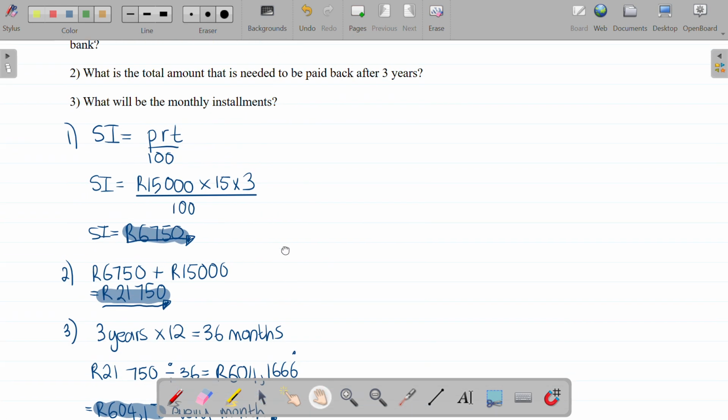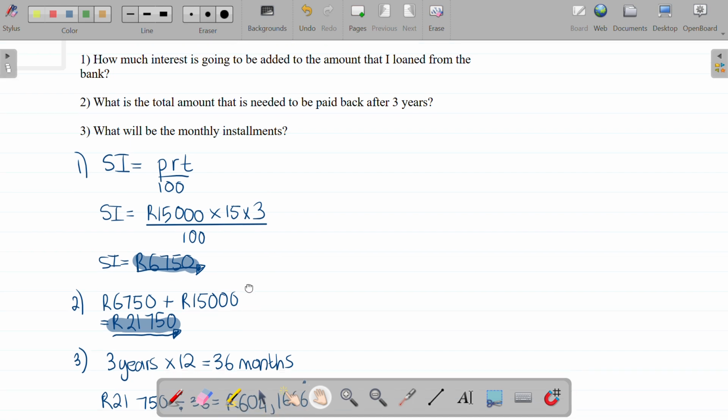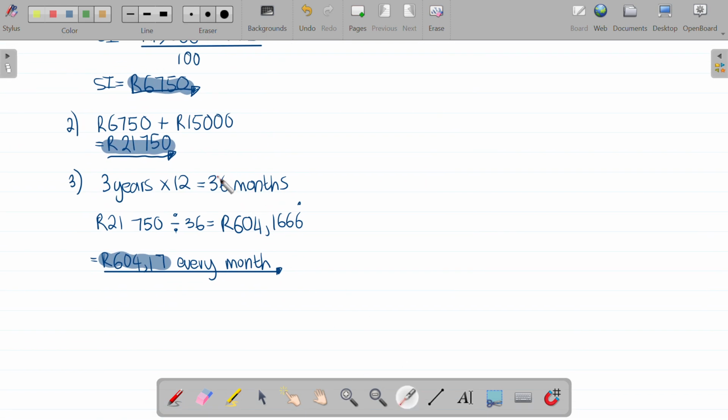And then lastly, guys, what will be the monthly installments? We have to work out how many months there are in 3 years. We times it by 12. Then you take the total amount that we're borrowing divided by the total number of months, and that will give me how much I will pay back every month, in equal monthly installments.